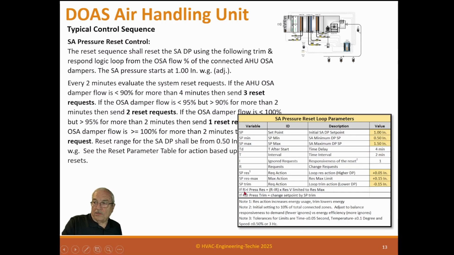So the formula is if the requests are greater than the ignored requests, then the formula is requests minus the ignores times the reset variable, which is this one, limited to this max. That's the formula. And then if the requests are less than the ignored, which is 0, then the trim, you're going to trim, change the set point by this amount there.